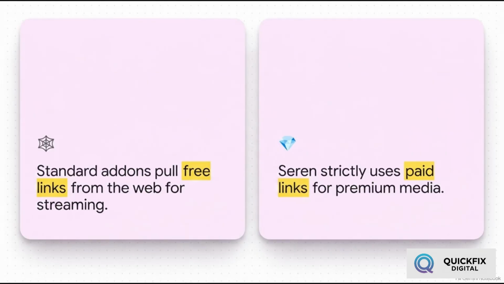To really grasp how Seren operates, we kind of have to contrast it with standard add-ons. You see, most typical Kodi add-ons just scrape the web for free links, right? Well, Seren completely flips that model on its head. It literally will not pull in free links on its own. Instead, it is strictly hardwired to be used with paid link options. If you're just hunting for free standard definition streams, honestly, the source notes you're better off using a different add-on altogether. Seren is all about that premium high-quality integration.